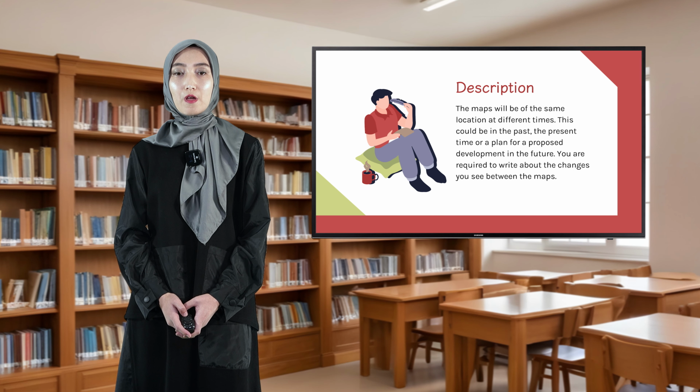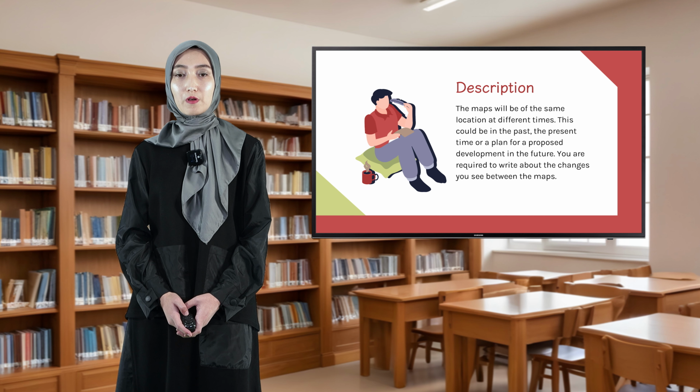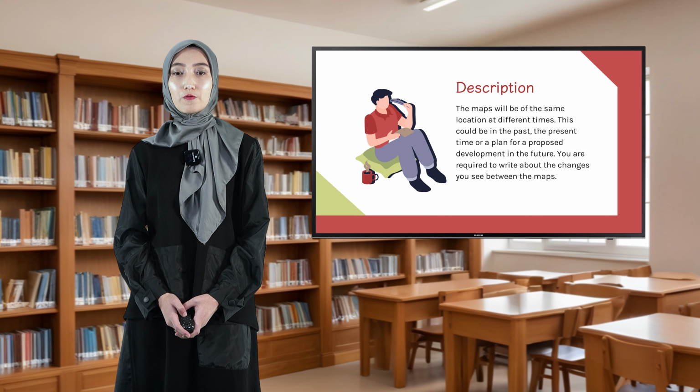Or you are given maps of the past and the present. For the first one you can use past simple, for the second one you can use present perfect. Or you are given maps of the present and the future. For the first one you can use present simple, for the next one you can use future simple. But you should bear in mind that you should use a passive form of these tenses, and you are required to write about the changes you see between the maps.